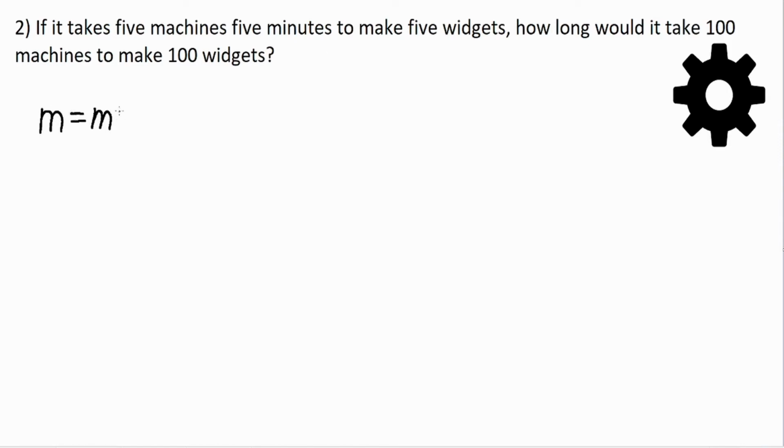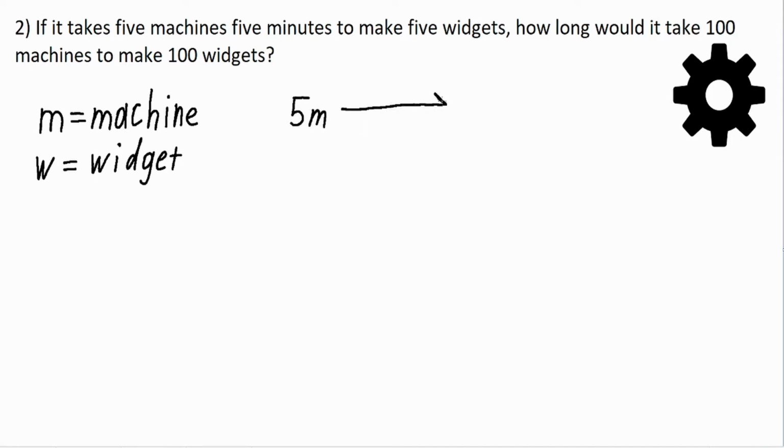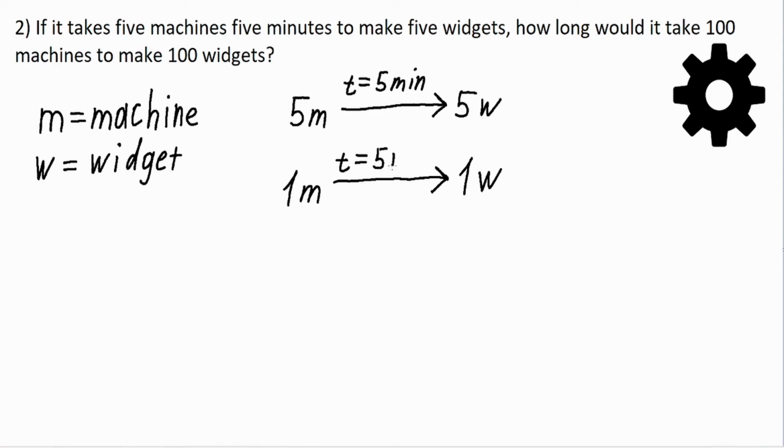So first let's make some abbreviations. Let's have M stand for machines and W stand for widgets. So let's draw a quick diagram to show you what's going on in this problem. We know that it takes 5 machines to produce 5 widgets in 5 minutes. From this statement, we can conclude that it takes 1 machine to produce 1 widget. And guess what? It will take 5 minutes for 1 machine to produce 1 widget.